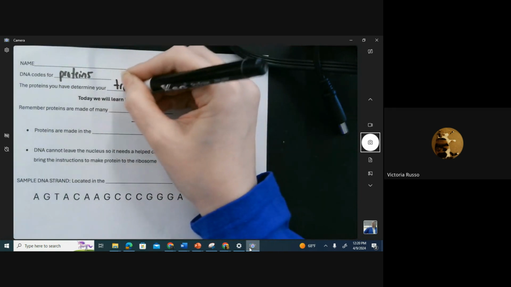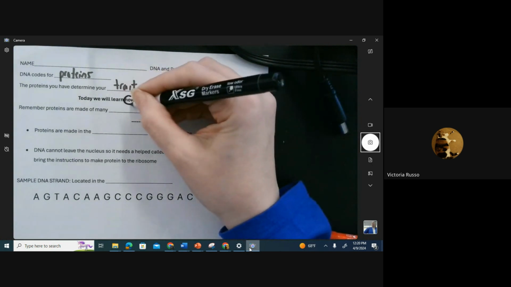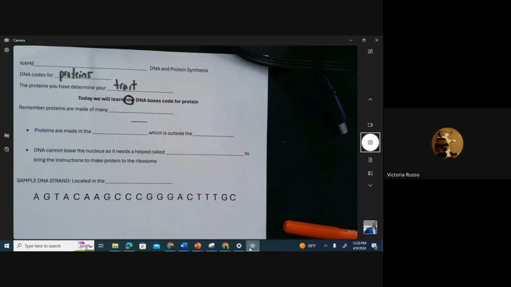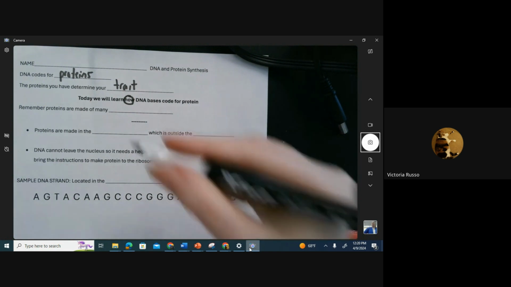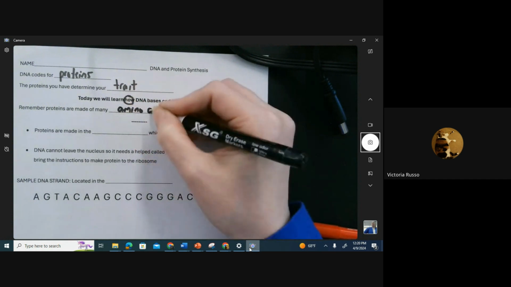For example, I have blue eyes and many of you have brown eyes. There's a different protein in my eye, or actually less protein in my eye, that makes my eyes blue and other people's eyes brown. Today we're going to learn how the 4 DNA bases, the A, T, Gs, and Cs, code for a protein. And from the very beginning of the year, we learned that proteins are composed of many amino acids bonded together.